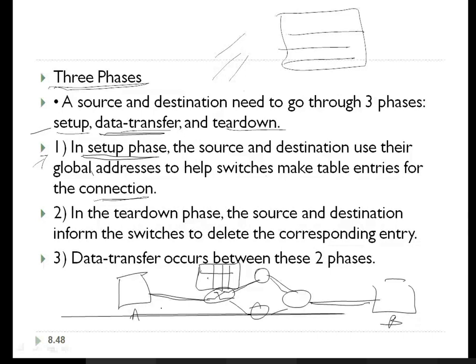As and when the data frame comes, immediately it will refer to the table, change the VCI, and check in which port it has to send the data. Accordingly, it will forward the data. Your setup phase is going to happen in a similar way to how the circuit switch network works, where there is a connection setup and there is an acknowledgement.